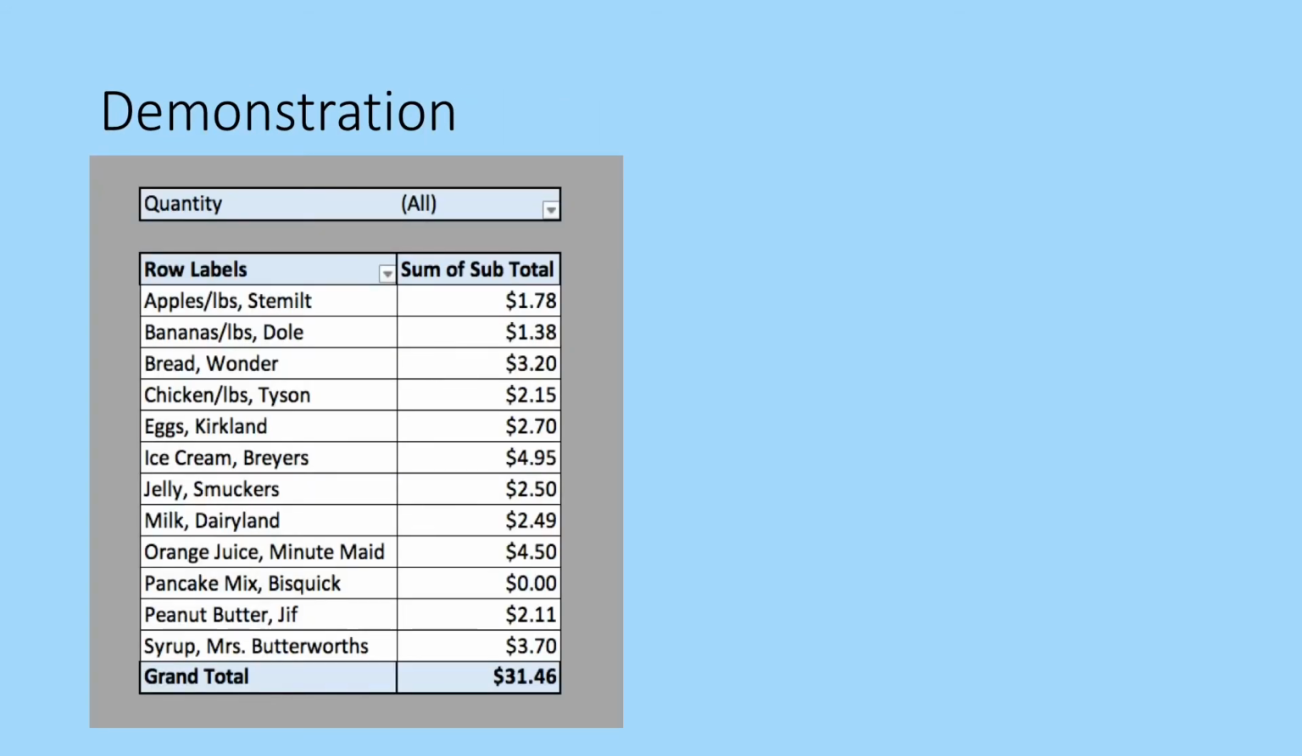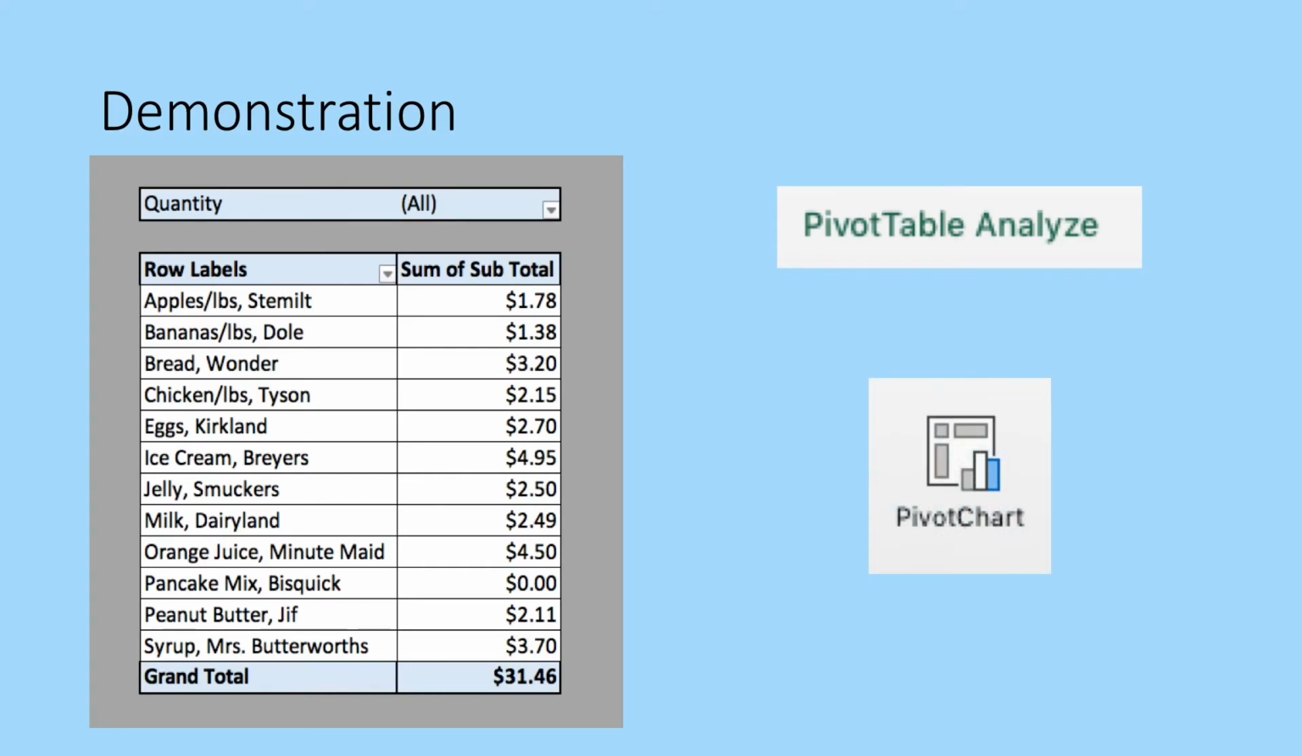So for our demonstration, we're going to grab this. This is a pivot table that I made in my last demonstration last week. What we're going to do today is take this and make it into a pivot chart. So we're going to go up into our bar and find the PivotTable Analyze button, and click on that. Then look for the button that says PivotChart. You click this and it'll create a pivot chart. This is what that will look like.